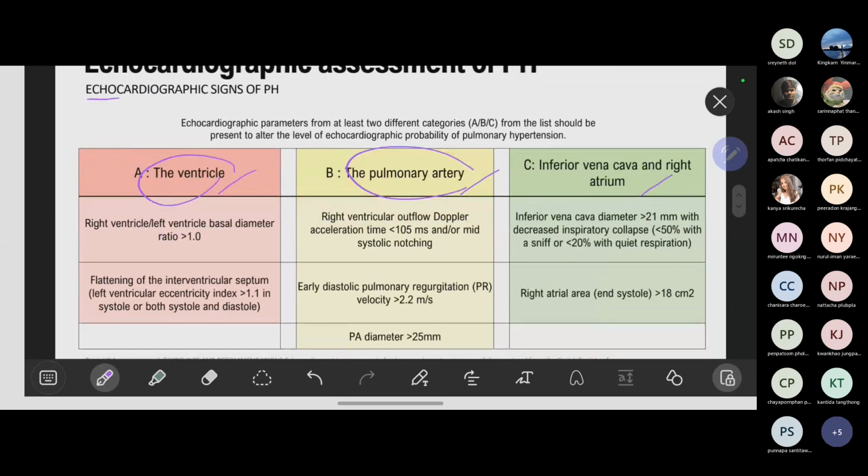This is the echocardiographic sign of pulmonary hypertension. Category A is ventricle, category B is pulmonary artery, and C is IVC and right atrium.